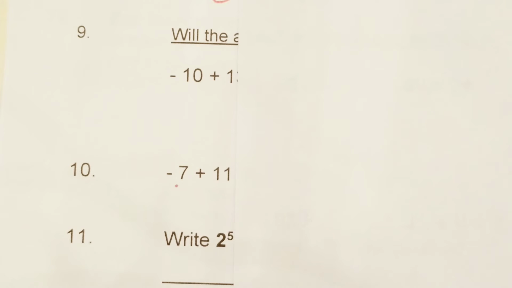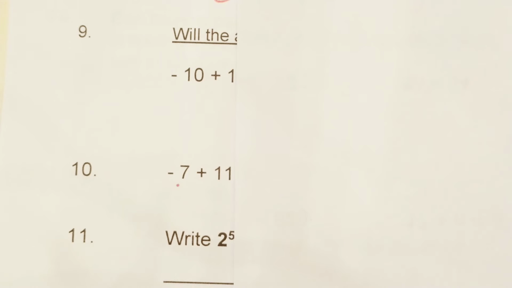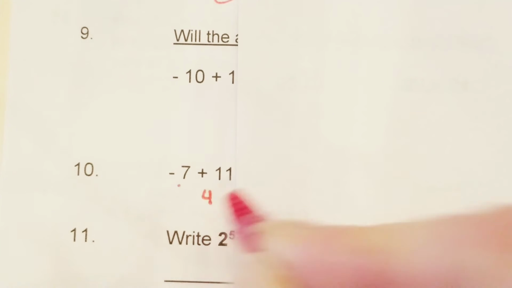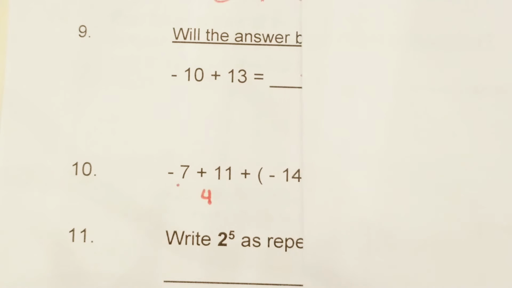So -7 plus 11, again, we have two different signs. Keep the sign of the greater number. So 11, subtract those two. 11 minus 7 is 4, and you're going to keep the sign of the greater number. So that's positive. Let's keep moving on.